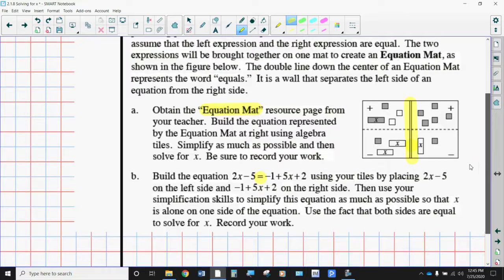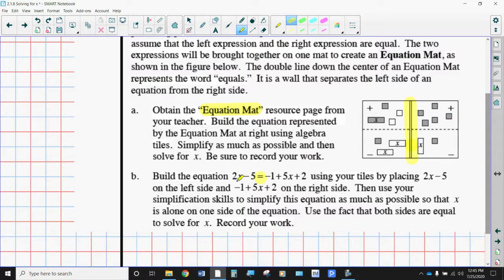Okay? So it says obtain the equation map. I'm not sure we're going to obtain the map. I think you could just draw this. Most of the time, when we do this in class, I've stopped printing out these equation maps because it's so easy for students to just draw this in their journal than building things with their algebra tiles. Students stop wanting to use the algebra tiles and just draw the pictures. So just go ahead and draw this in.